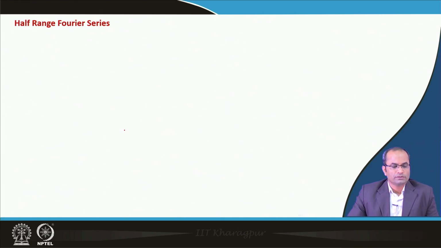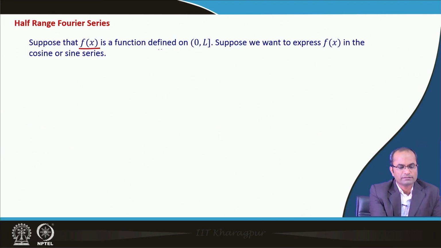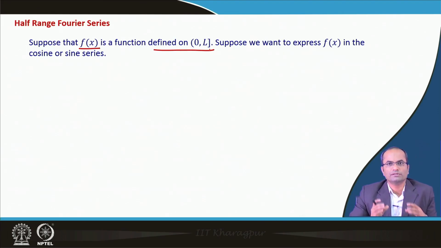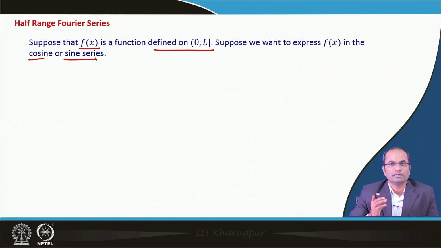So, now what we are going to discuss is the half range Fourier series. The idea is exactly what we have discussed for the odd and the even functions. Suppose that f(x) is a function defined only in the interval 0 to L, and suppose we want to express this f(x) in a cosine or sine series. Here it is our choice that we want to express this function, which is defined in some interval, as a sine or a cosine series.